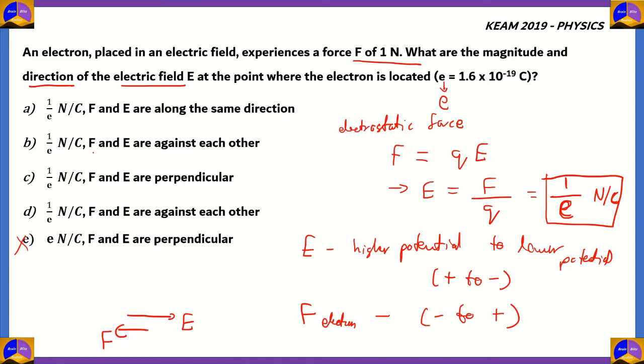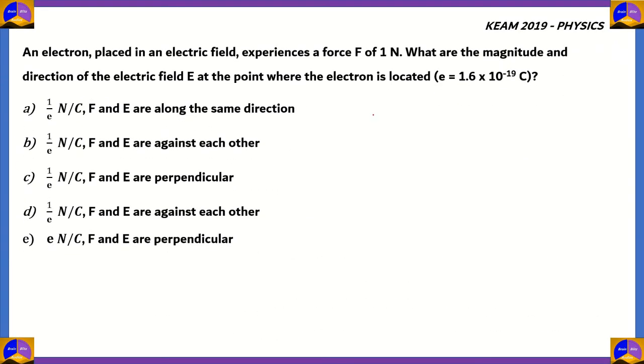So therefore, option B is the correct option. Now we notice that over here options B and D mean the same. So therefore, we have to take both of them as correct. Now normally this does not occur. This is actually an error that is part of the question paper. So that means that options B and D both are correct, and they will mark both of them as correct answers. So for this question, F equals QE, E equals F by Q, that is 1 by e, and the direction is against each other because of the charge on that electron. So options B and D are the correct answers.